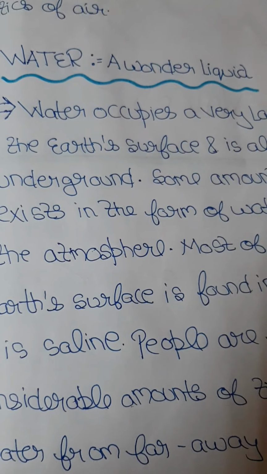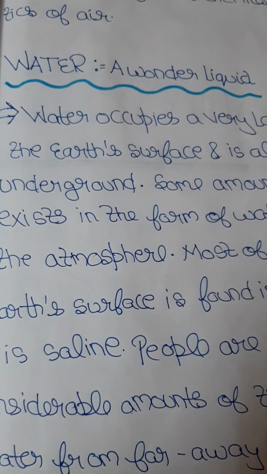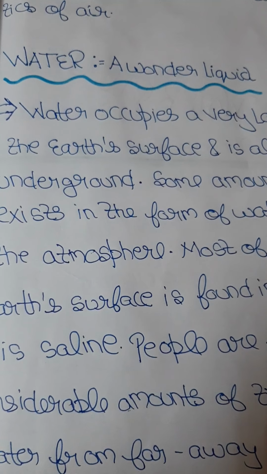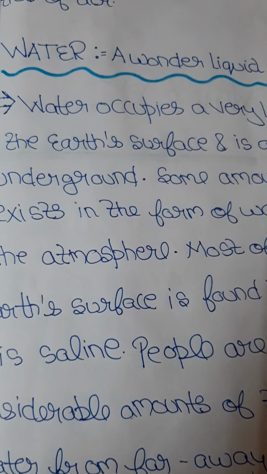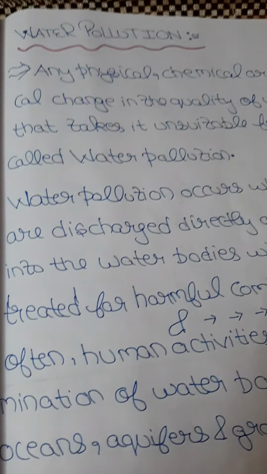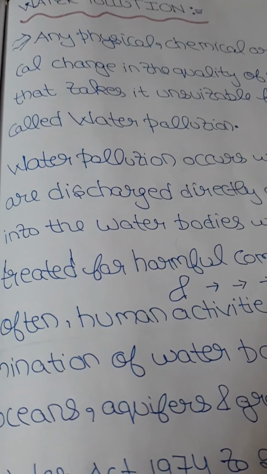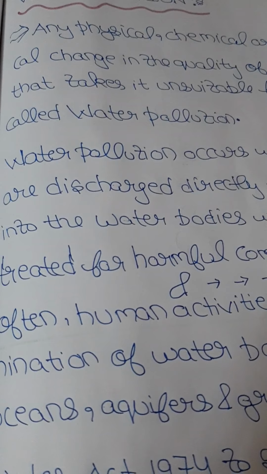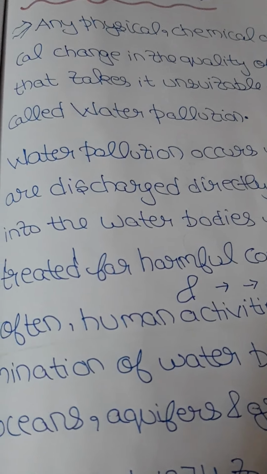This is the most important topic in this chapter, water, a wonder liquid. We have to write a description of about 100 words because this is the most important topic. And this is a picture. This is about water pollution. In this topic we have to write what is water pollution, what is the water cycle, what is the ozone layer. We have to see the pictures on the left hand side page.